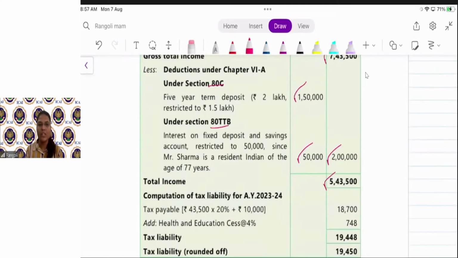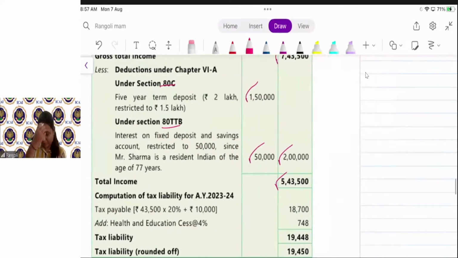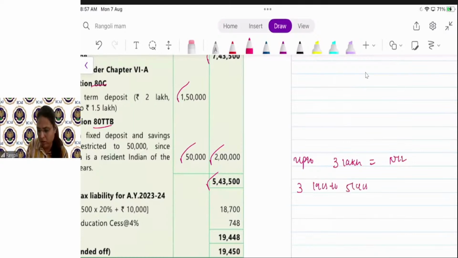5,43,500. Now we need to calculate the tax liability on 5,43,500. Right? So he is a senior citizen. Up to 3 lakh, tax is 0. From 3 lakh to 5 lakh, 5%, that is 10,000. From 5 lakh to 5,43,500, that is on 43,500, tax is 20%, so it comes to 8,700.